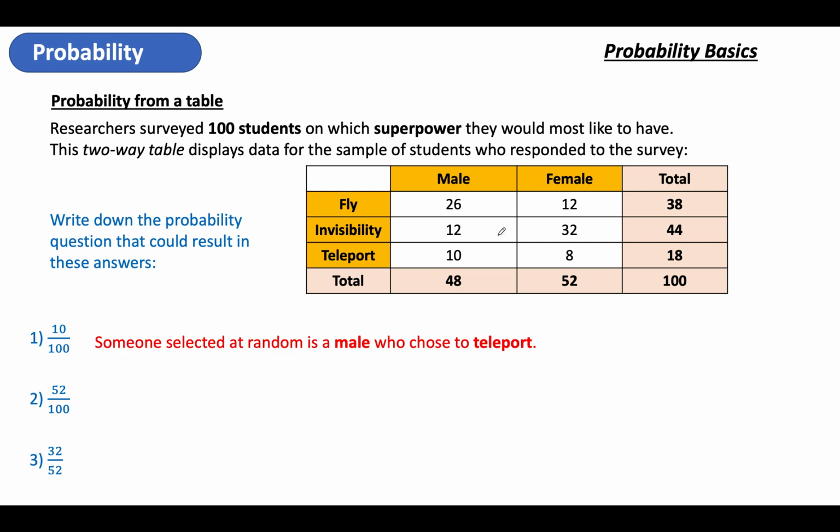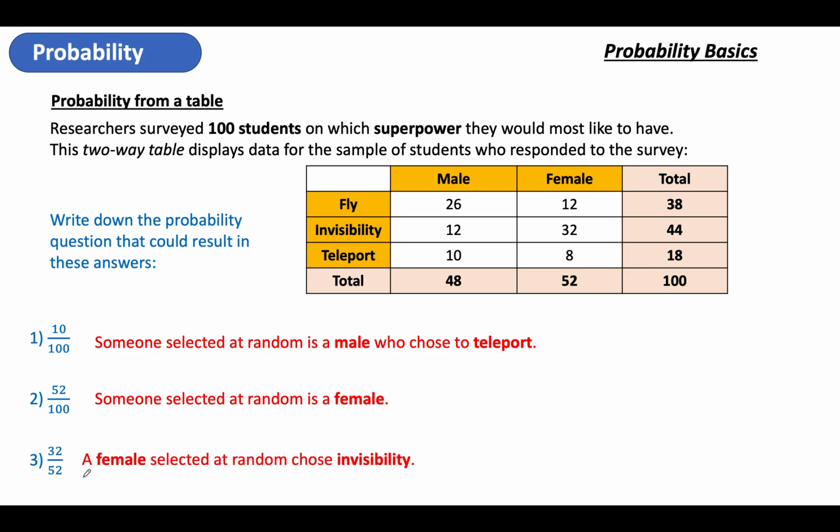52 out of 100. 52, where does that appear? That's here. That's the total number of females out of 100. So we need to say, someone selected at random, because that's the 100 bit, is a female, which is, of course, 52. We don't need any other particular bits in the female, so just the females, yeah? So it's someone selected at random is a female.